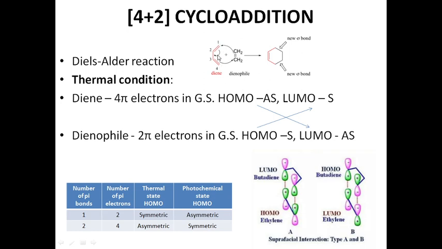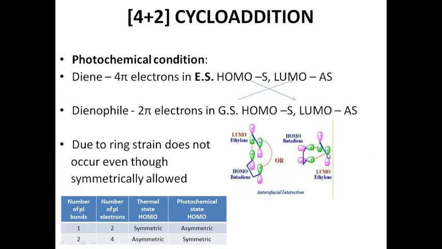See here, these are carbon-involving bonds, therefore it is p orbitals. Both are symmetric or both are asymmetric. There is no problem at all for this overlap and it easily overlaps, giving rise to suprafacial interaction. So 4 plus 2 cycloaddition reactions in thermal condition overlap suprafacially.